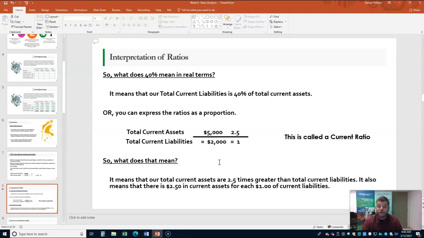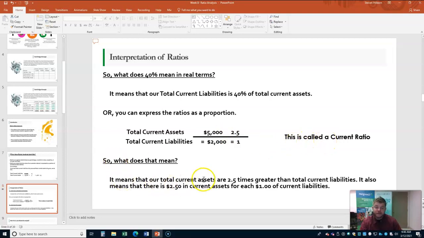So a current ratio is a little bit of the inverse. So a switch where we take our total current assets and we divide it by total current liabilities. So this is just a way for us to express this ratio: 5,000 divided by 2,000, or we lower it to its base common denominator, which is 2.5 to 1. So this is called a current ratio.